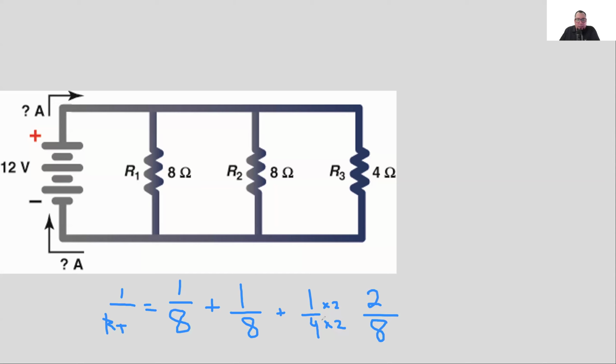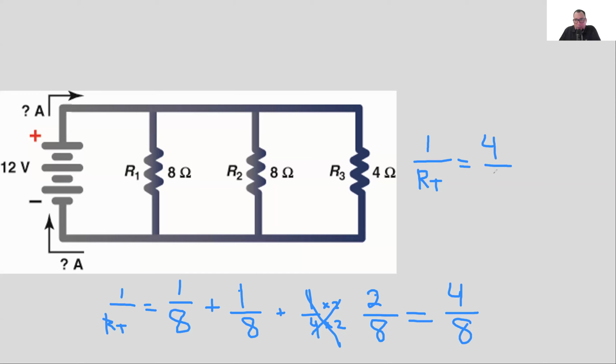Now all we do is add, so I can cross this one out. All we do is add the numerators now, since all the denominators are the same. So our answer would be 4 over 8, because we're adding 1 plus 1 plus 2, which gives us 4 over 8. Now I'm going to rewrite it up here: 1 over RT equals 4 over 8.